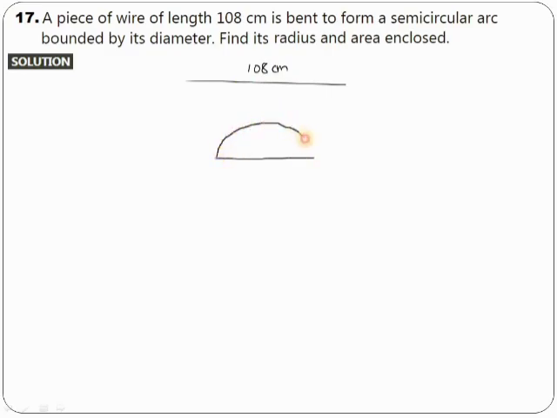Semicircle means it's half of the circle. If it is half of the circle, then the curved part from here to here will be half of the circumference. You know circumference is 2 pi r, isn't it? So half of the circumference will be just divided by 2, so this much will be pi r. Now this will be the diameter. That's what the question says, isn't it?